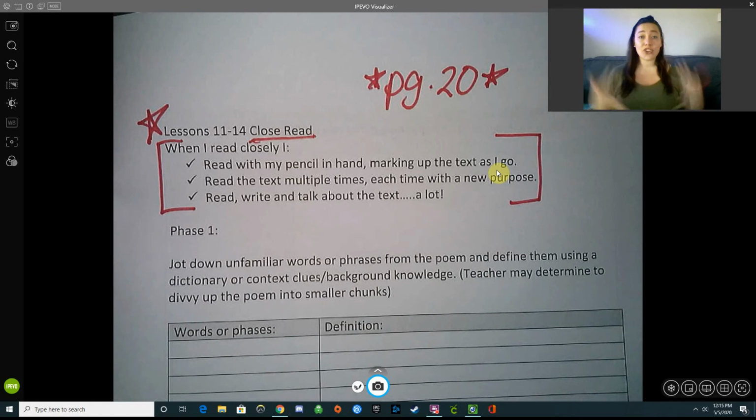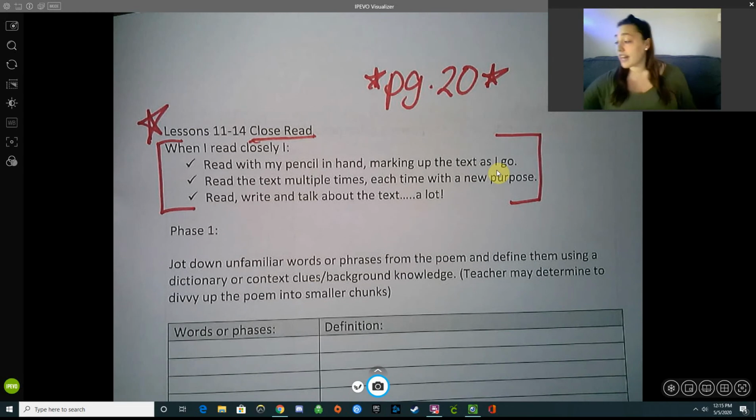You can't just turn in the poem to me with no marks on it. Mark it up. Use sticky notes. I know a lot of you have been showing me you have sticky notes handy. Have them handy so that you can write your notes on there. There is a little space on the side of this poem. You can use that space too. Read the text multiple times, each time with a new purpose. So every time you read, you're looking for something new.